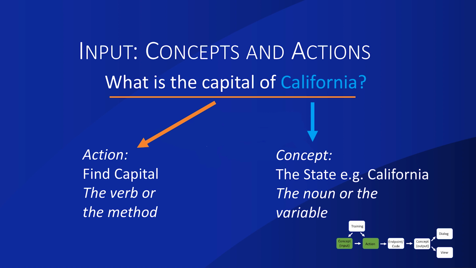You call that the verb or the method in traditional programming. So what is the capital of California? You have embedded in that the action, find the capital, and that actual variable, that concept, California itself. So those are the input concepts and actions.